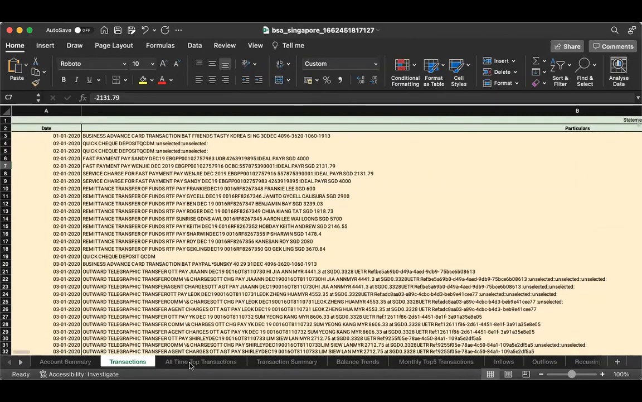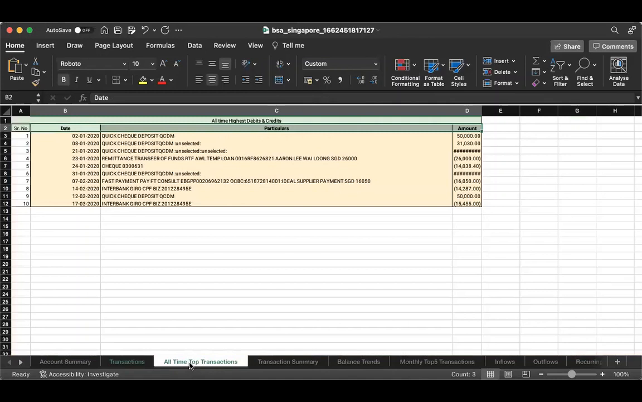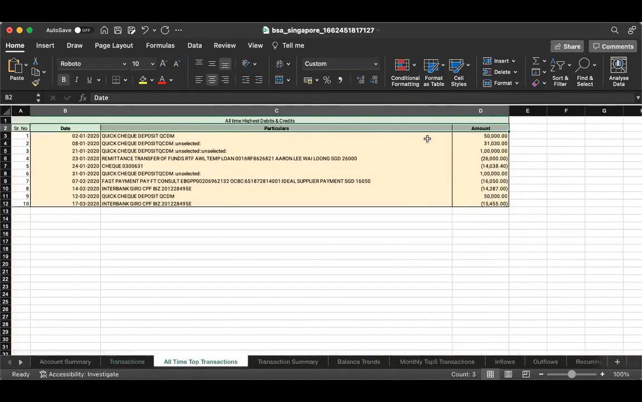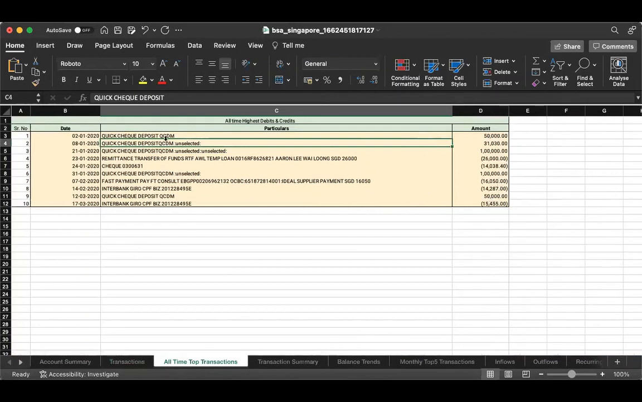Next, we have the all-time top 10 transactions. We have the top 5 debit and top 5 credit transactions here, which are occurring on a particular day throughout the statement period. This is approximately a 3 to 4 month statement period from Jan to March.